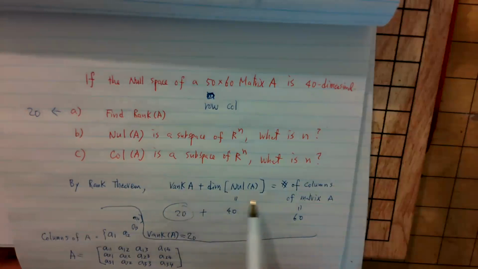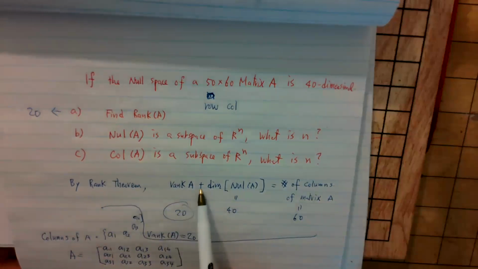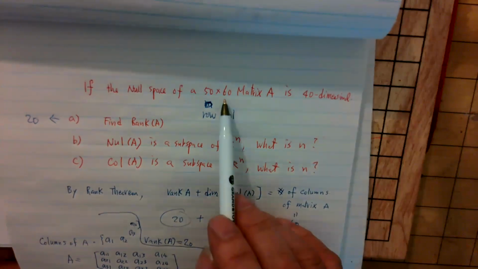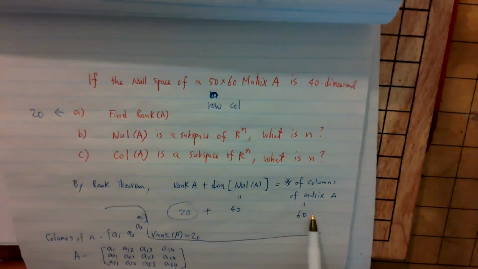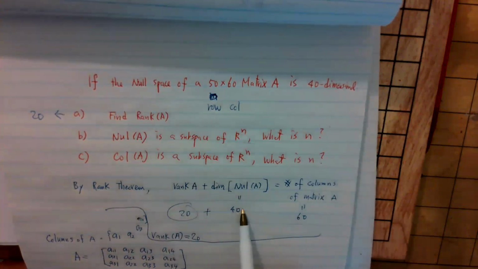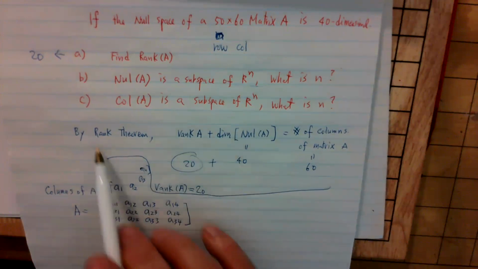Look at here, by the rank theorem, rank A plus null space dimension together should add up to the number of columns of the matrix. And this matrix has 60 columns, okay? And they tell us the null space dimension is 40. So rank A must be 20 because 20 plus 40 equals 60. This is very, very trivial if you still remember the rank theorem.